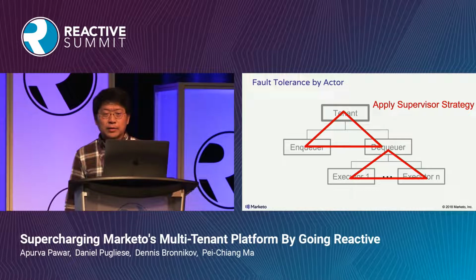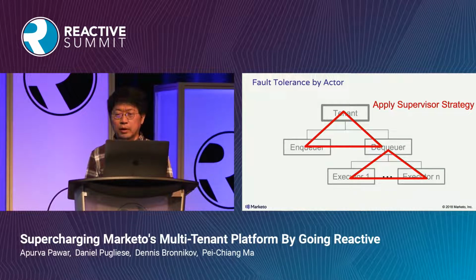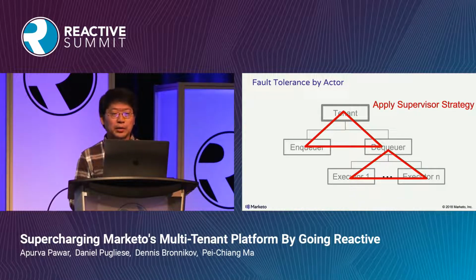So by applying actor supervisor strategy, we are able to get fault tolerance from the actor hierarchy design. Tenant actor supervises child actors, in this case incur and decur. And decur actor supervises child executor actors.